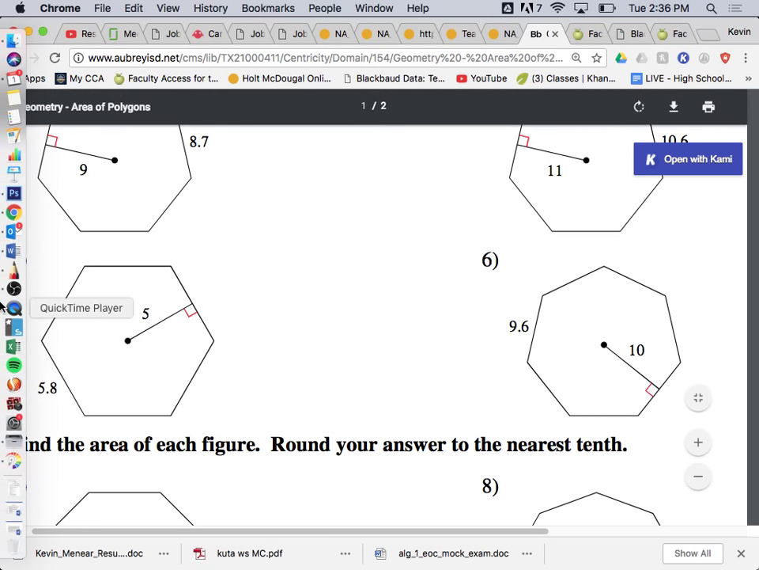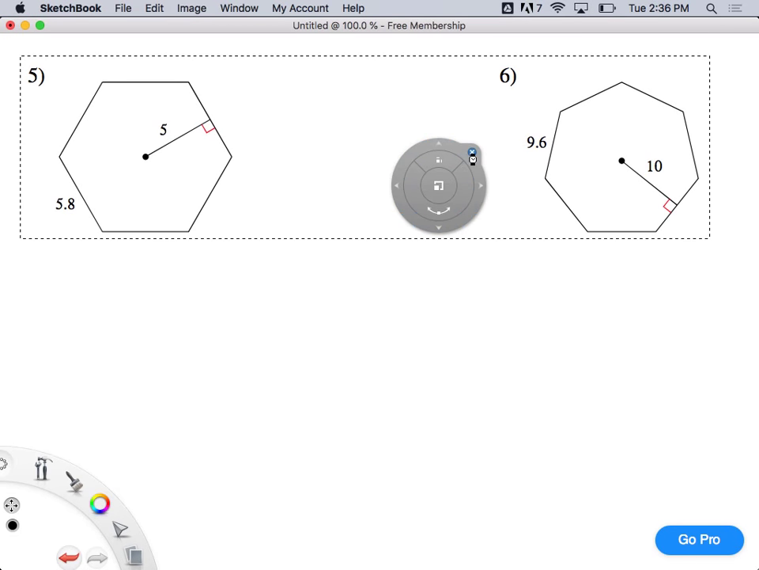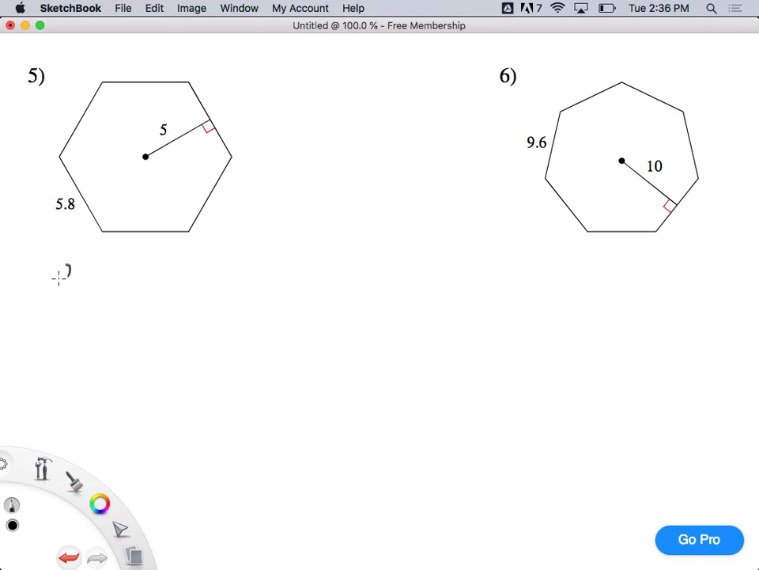Number 5 and number 6 next. Okay. Number 5. Apothem equals 5. Perimeter equals 6 times 5.8. Perimeter equals 34.8.